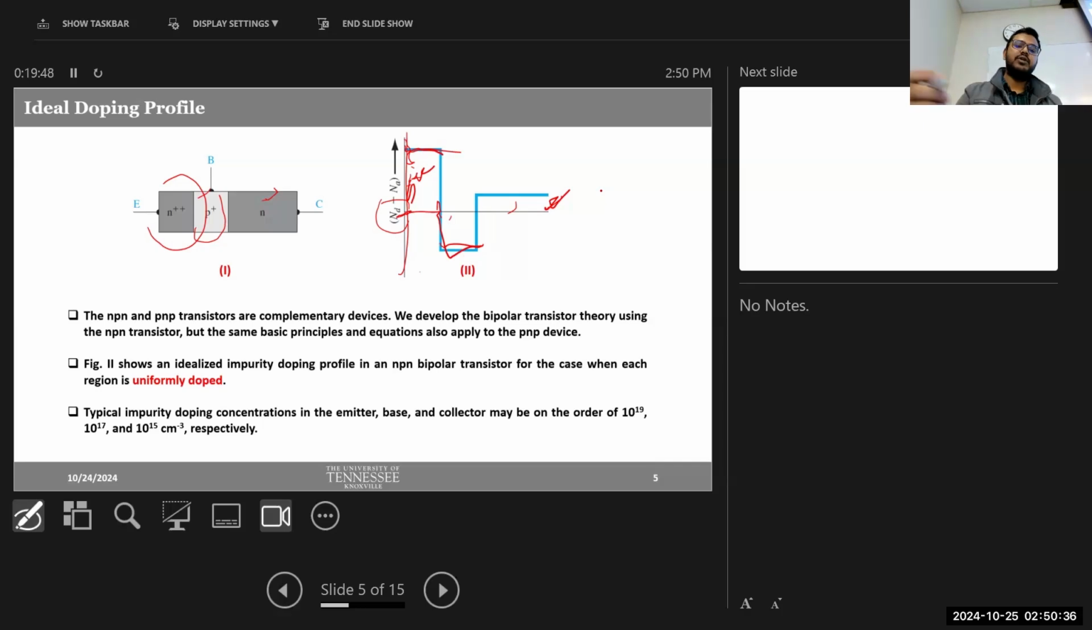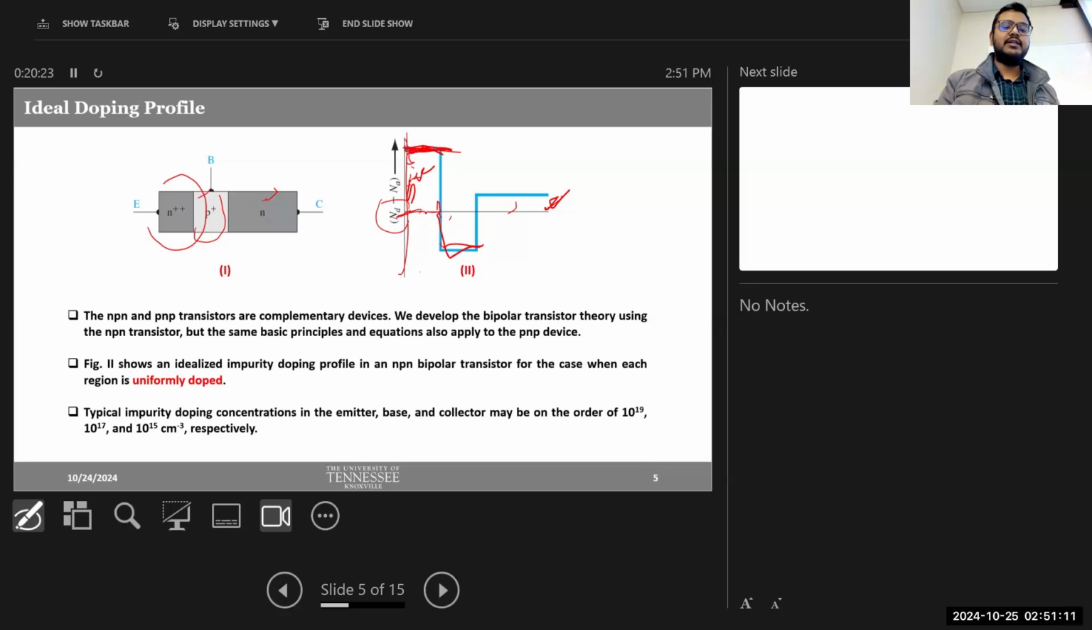And here we need to note one thing, which is we have assumed that the device is uniformly doped. What we mean by uniformly doped is that when we dope one region, we assume that the doping concentration through the whole region is uniform, the same. That's difficult to do in practical life, but for the ease of calculation and for deriving the physics, we assume this uniformly doped condition. That's why we see this constant line here, right?